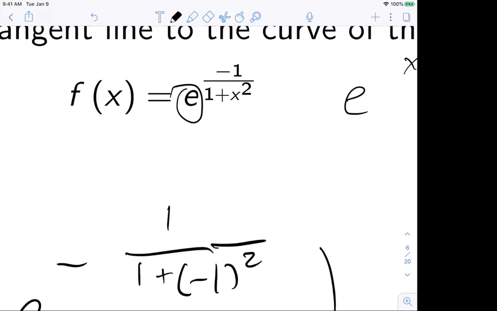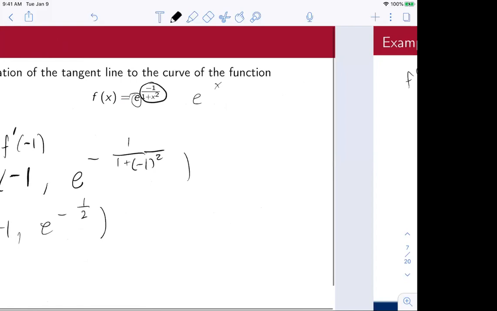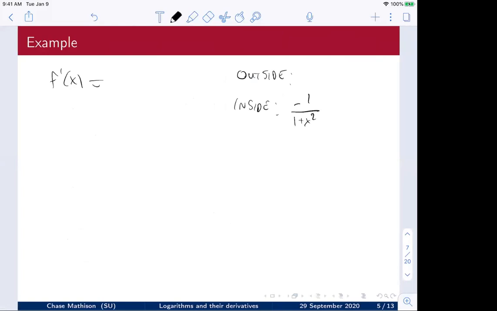If you want, you could have multiple chain rules. But you want to make the inside function the biggest possible inside function to avoid doing the chain rule several times. Okay, so this is my inside function right there: negative 1 over 1 plus x squared. My outside function is just e to that stuff.